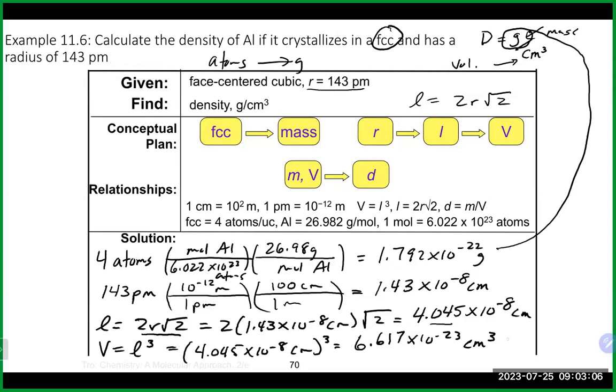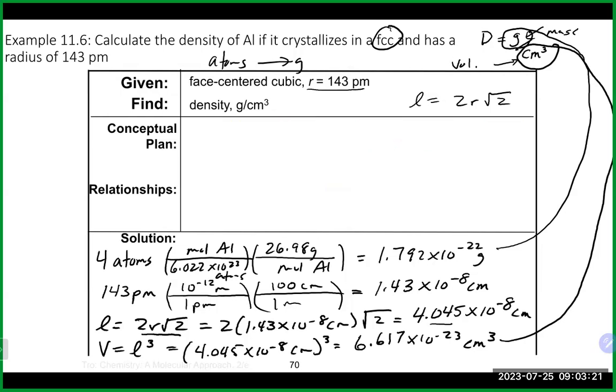And that really is the bottom part of what I need for my density. Any questions on that there? All right, so to finish this up here, we're going to basically calculate the density. Let's steal this box right here.